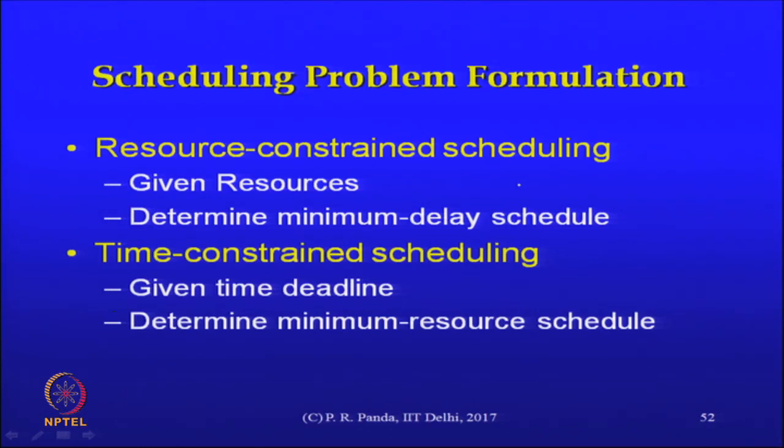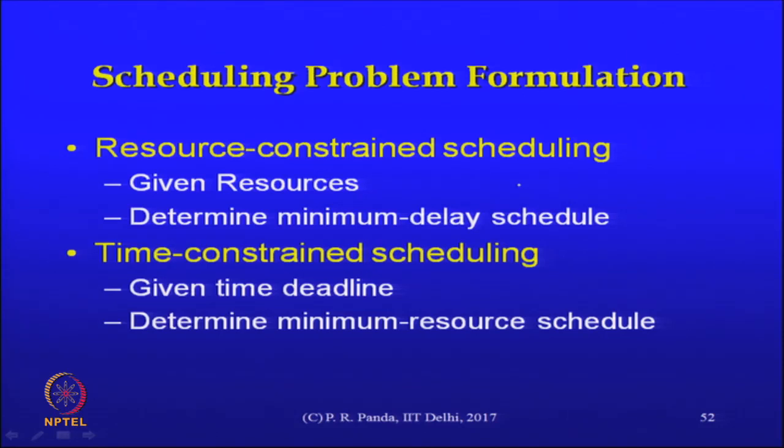You could also go the other way around. You do not fix the resources, but you fix the time. In one, you fix the resources and ask it to generate the minimum delay schedule. You could also say that the delay is fixed, the deadline is provided, and within that you just generate the minimum resource schedule. Which one to take, that depends on the design scenario. It depends on what the constraints are and what you are trying to optimize.